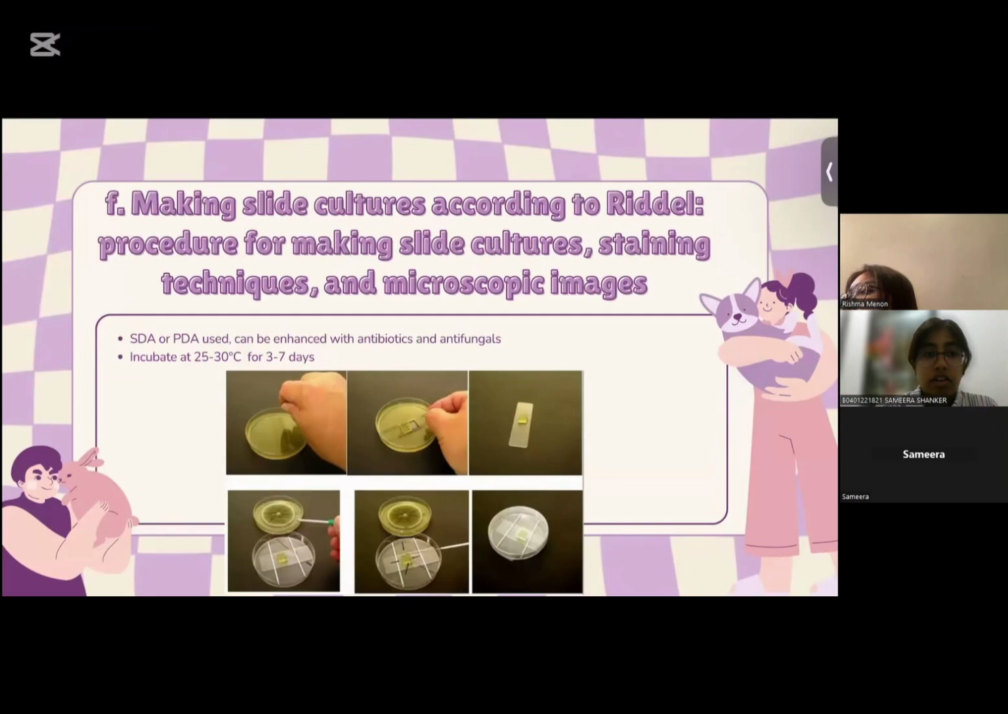For making a slide culture according to the Riddell method, usually Sabouraud dextrose agar or potato dextrose agar can be used because it is high in nutrients and it can be enhanced with antibiotics and antifungal agents. It's usually incubated at 25 to 30 degrees Celsius for 3 to 7 days. For the method, a 1 by 1 centimeter square of the agar is cut out and put on a glass slide. After that, using an inoculating loop, a sample of the fungus is taken and put onto all 4 sides of the agar, which is then closed in the cultivation chamber.